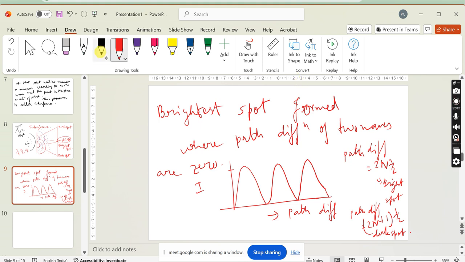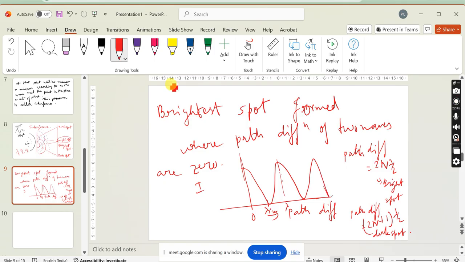So here one thing is that at zero path difference we will get a bright spot, at lambda by 2 a dark spot, and at lambda again a bright spot. At lambda it basically again acts as a zero path difference, but it will not be the brightest spot. The brightest spot will be here.